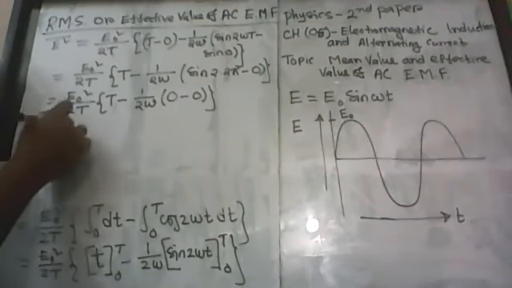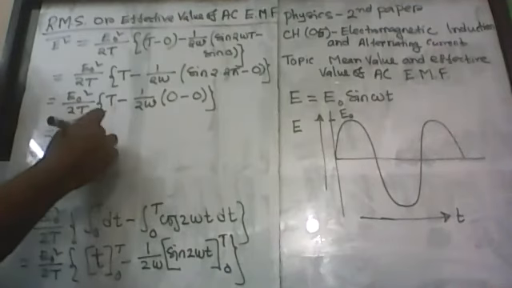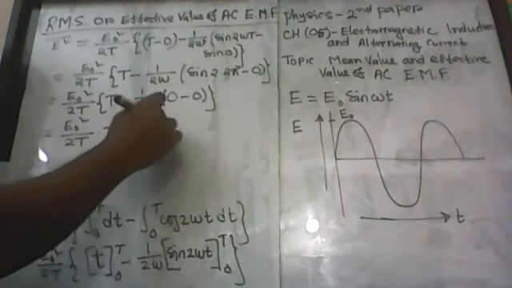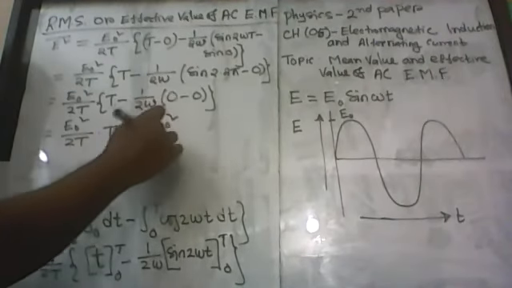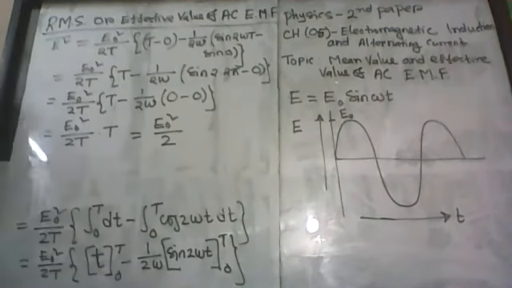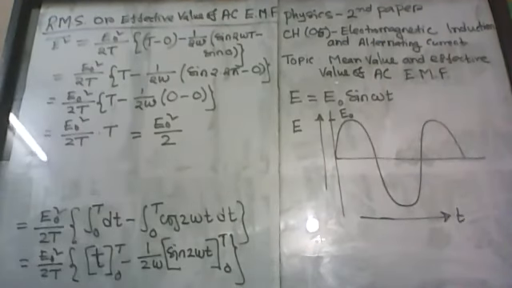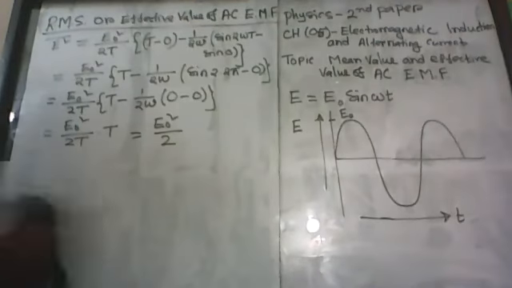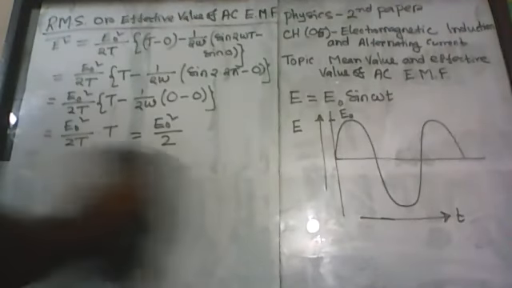So it is E naught square divided by 2 into capital T multiplied by T. So here T and T will cancel out. That's why it will equal E naught square divided by 2. This is the mean square value of AC electromotive force.